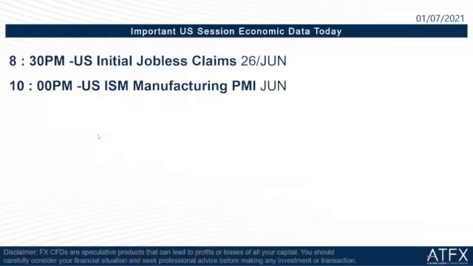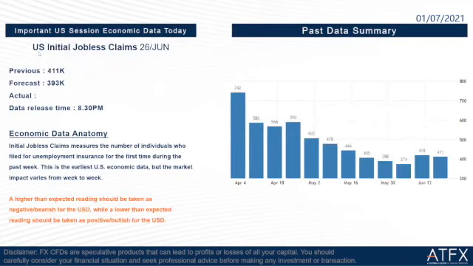Okay, so when it comes to the US section, there are two important economic data we have to take note of. So the first one is the US initial jobless claims, 26 June. The previous is 411K. The forecast is 393K. Okay, the data release time is at US market tonight, so 8:30 p.m. tonight. So a higher than expected reading should be taken as negative, bearish for the US dollar. While a lower than expected reading should be taken as positive, bullish for the US dollar.